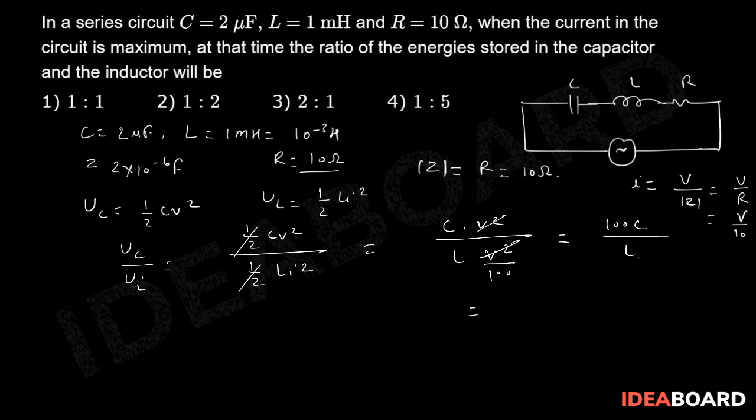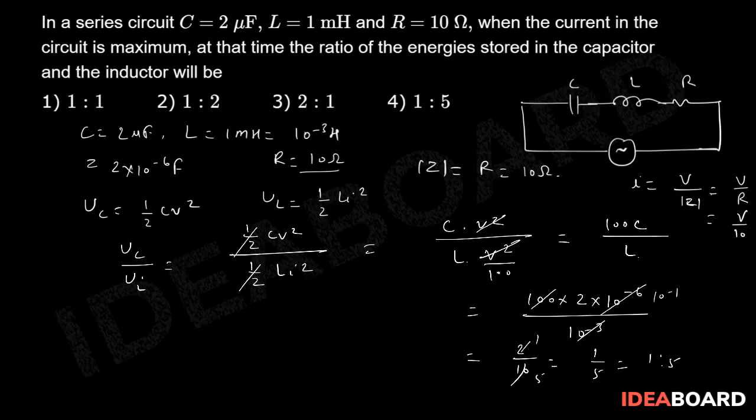Now put the values of C and L. So 100 into 2 into 10 to the power minus 6, divided by L which is 10 to the power minus 3 henry only. So now this will be 10 to the power 2, 10 to the power minus 3 over minus 6, so this will be 10 to the power minus 1. So this is 2 by 10, which will give us 1 upon 5. So UC to UL will be 1 to 5.